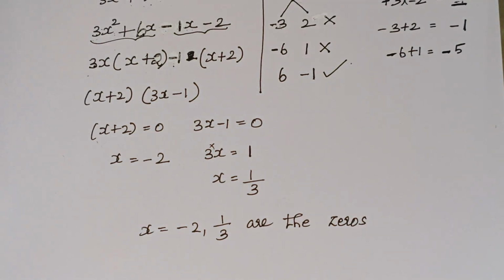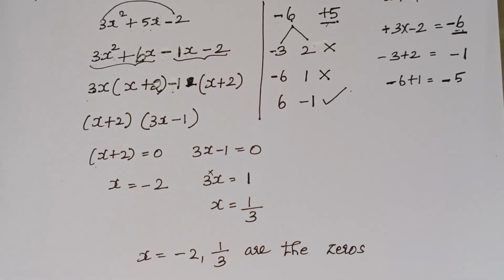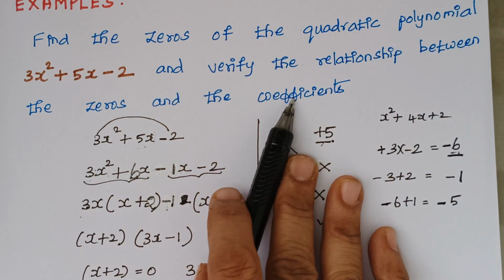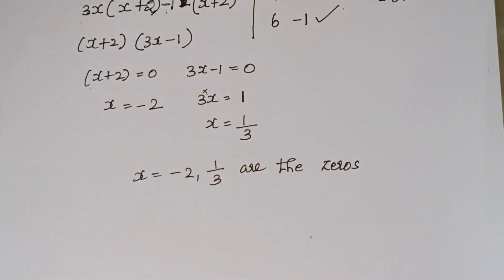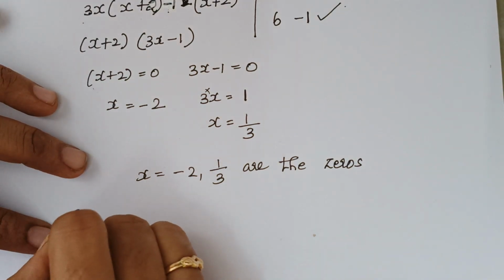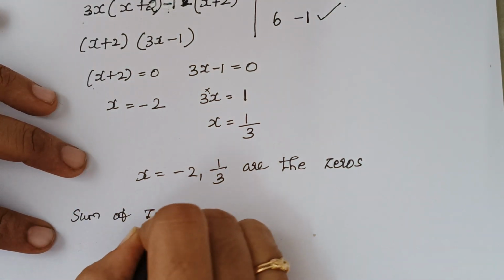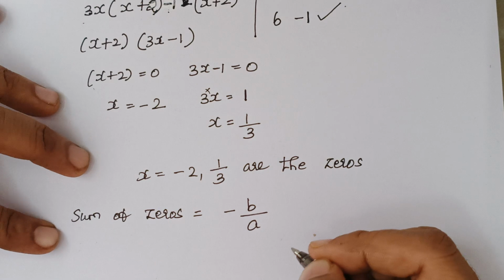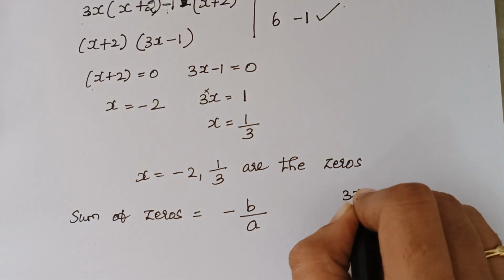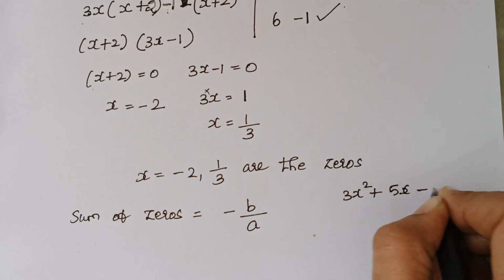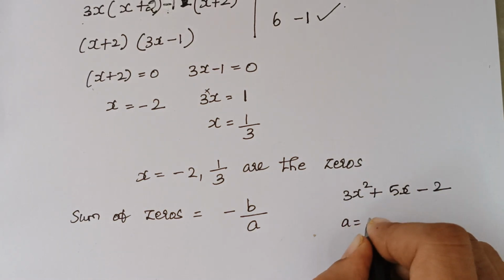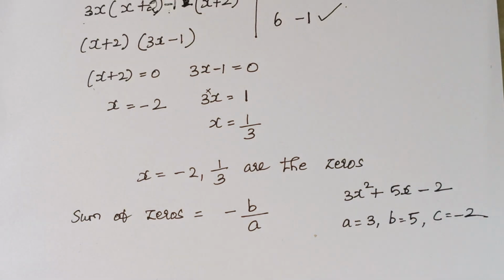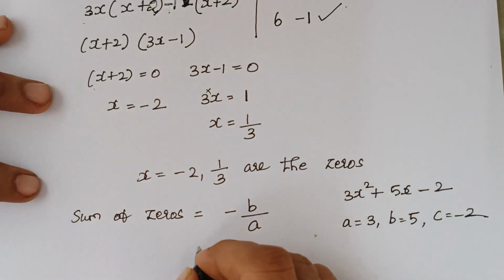And the next step is we have to verify the relationship. That is, we have to verify the relationship between the zeros and the coefficients. So first thing is, what is the formula? Sum of zeros is represented as minus b by a, right? So here our given expression is 3x square plus 5x minus 2. So here the value of a is 3, value of b is 5, and the value of c is minus 2, right? So now just substitute the values.